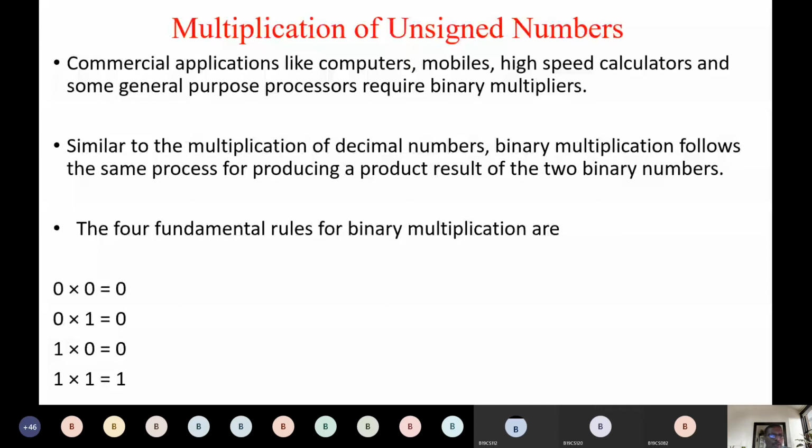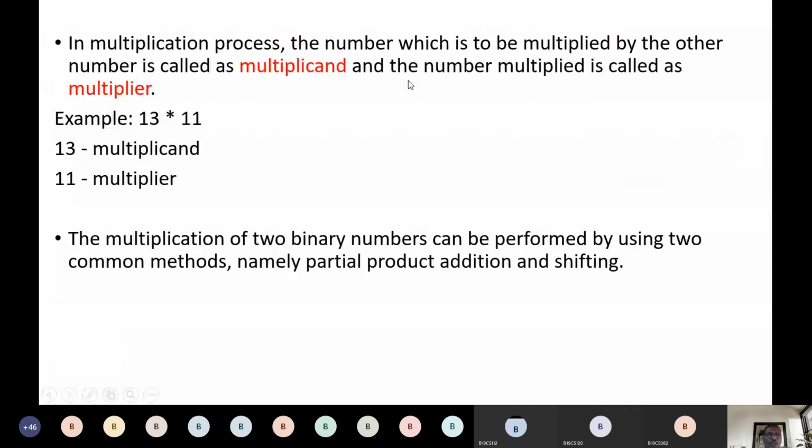Remember, in this multiplication process, for example, 13 into 11, 13 is called the multiplicand, and 11 is called the multiplier. The first number we call the multiplicand, and the one which multiplies we call the multiplier.